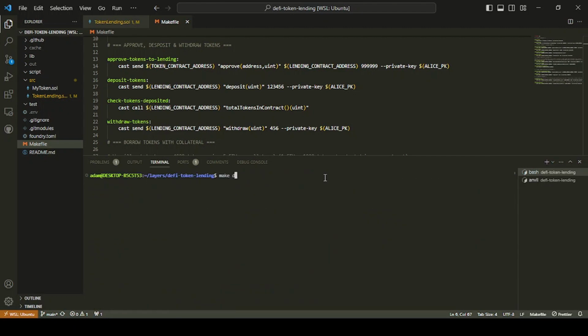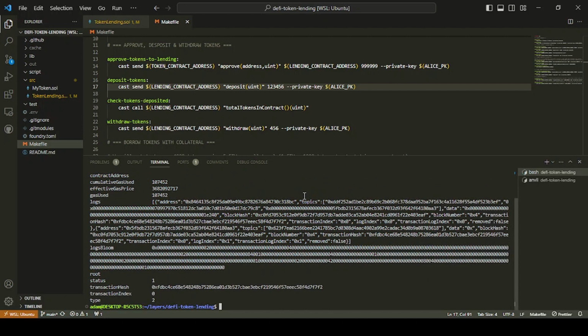And now we're going to do make deposit tokens. In this case, cast send to the lending contract deposit, and it takes a uint, and we're just going to deposit 1, 2, 3, 4, 5, 6 tokens. Again, private key is going to be Alice because Alice is the person who has the tokens. There we go. And then we'll go clear.